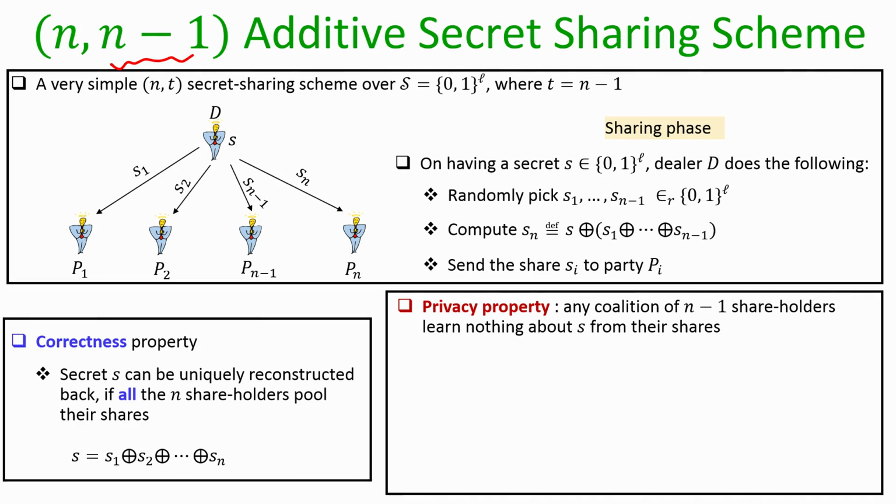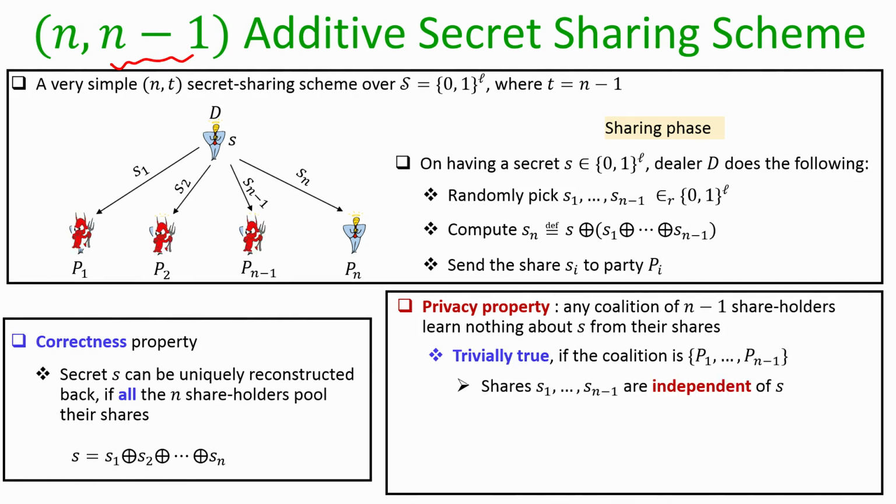So, for privacy, our goal is to show that if among these n shareholders any n minus 1 shareholders come together and pool their shares, they should not learn anything about the underlying secret S. So, we divide the proof into two cases. Consider the case when the set of n minus 1 shareholders who are corrupted and trying to reconstruct the secret are the first n minus 1 shareholders.